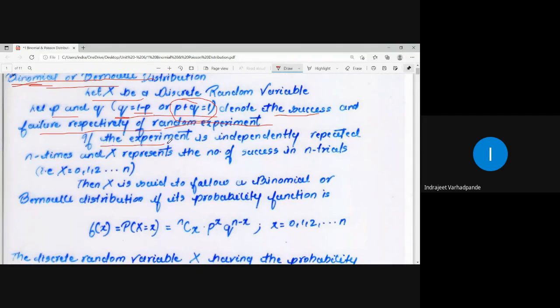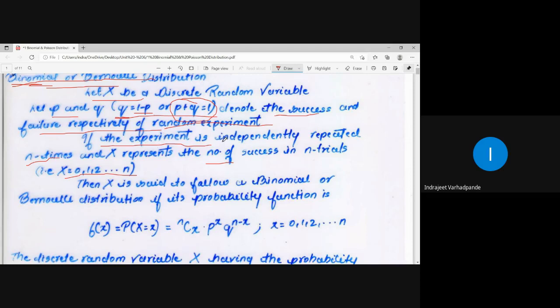If the experiments are independently repeated n times and x represents the number of successes in n trials, that is x is equal to 0, 1, 2 up to n. This is how the value of x varies. See here it cannot be infinite, because a certain experiment is to be performed whatever many times, that should be finite. So in general I am taking it as n trials. I do not know right now how many times that particular experiment will be performed.